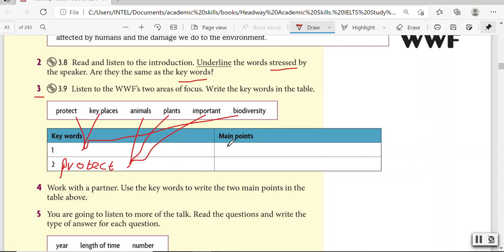Okay, we can do this by what? We can write down the main point by listening to the audio and by the keywords that we have.